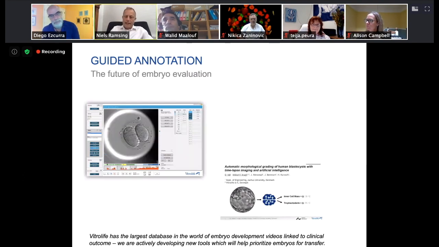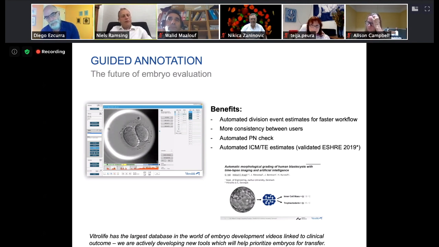So the first step is the guided annotation. That's where the artificial intelligence analyzes the images and tries to determine when different events occurred. These are cell division events, but also the number of pronuclei, and an assessment of the quality of the blastocyst. So it's the inner cell mass and the trophectoderm quality according to the Gardner score. Now, the computer algorithm tries to determine its best estimate, but it also tries to find out how sure it is about this estimate. And this is quite a crucial point, because sometimes the computer is rather confused.